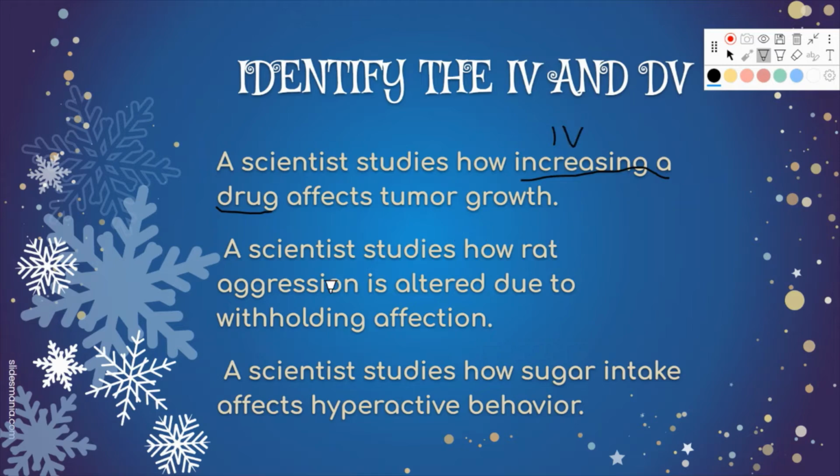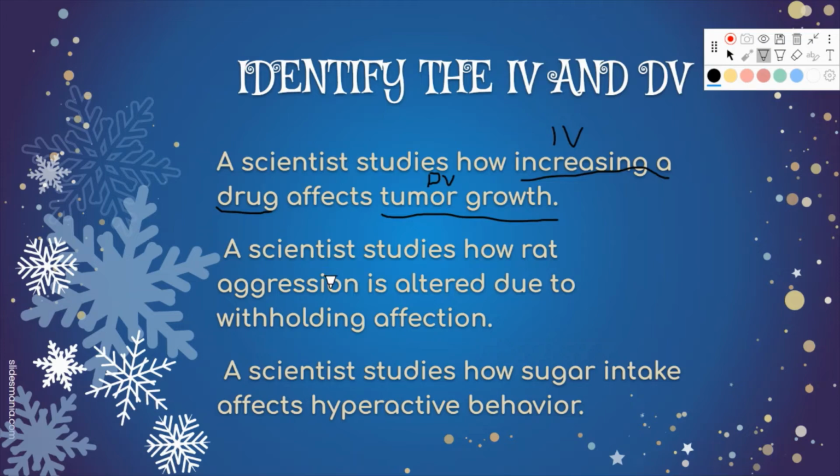But then it's talking about what is the dependent variable. Well, in this case, what is it that we're trying to measure? The thing we're trying to measure here is the growth of the tumor, right? If the drug is going to be effective, the more you give it, then the smaller the size of the tumor should be, right? The less it should grow. So in this case, the growth of the tumor would be the dependent variable.